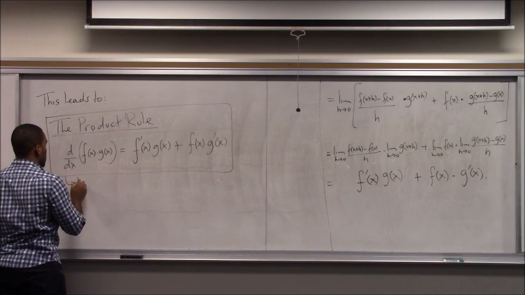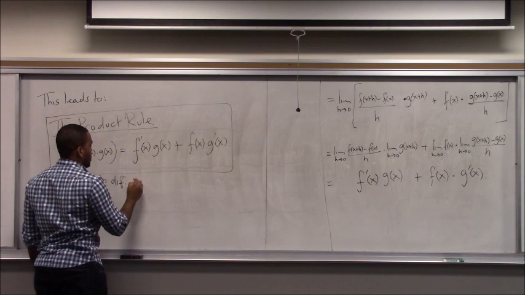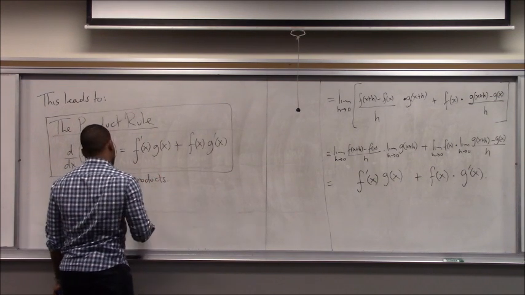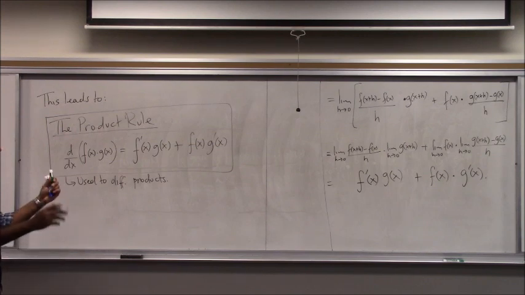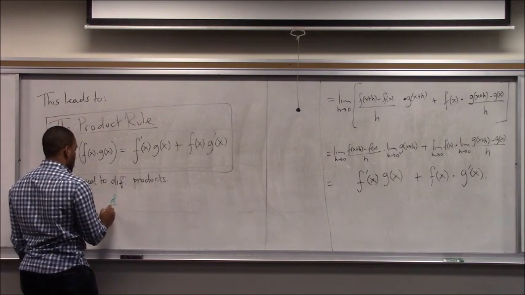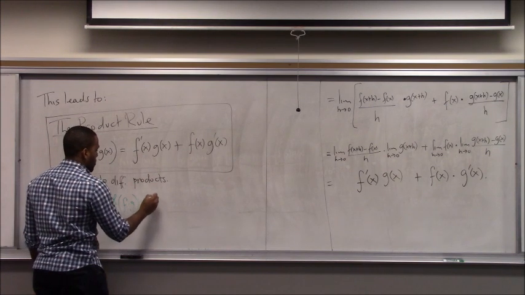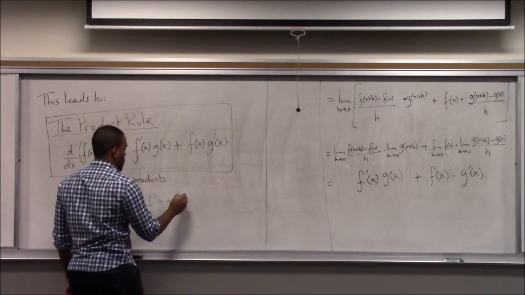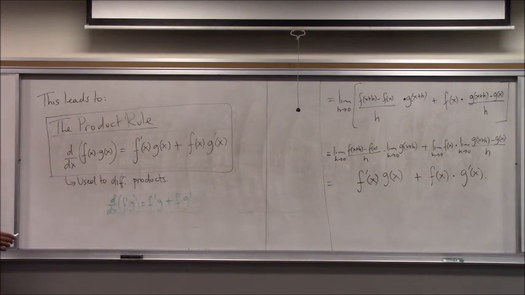So this is used to differentiate products. And you could memorize it in shorthand. I don't mind at this point, because sometimes writing that parentheses x might be annoying. But you could memorize this as f times g is f prime g plus f g prime. And this is called the product rule. So you differentiate one function at a time and you add them together.